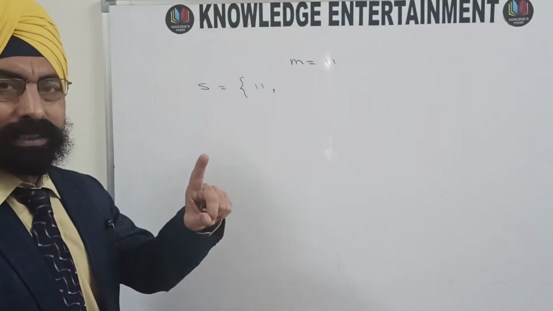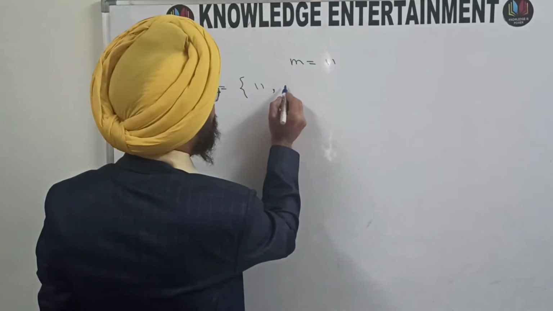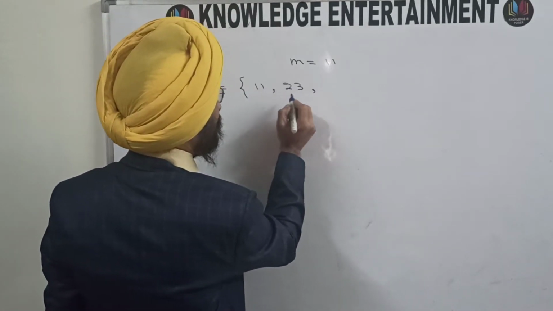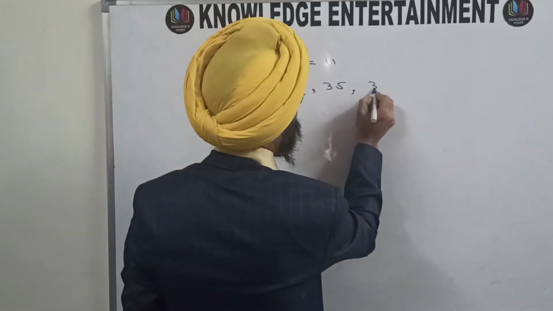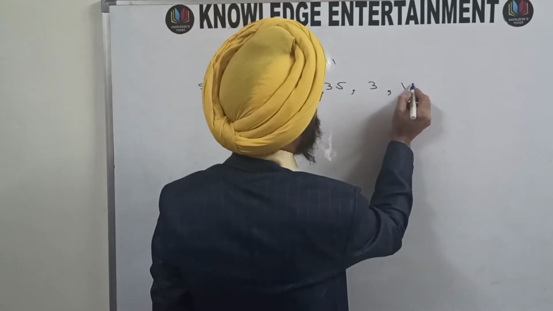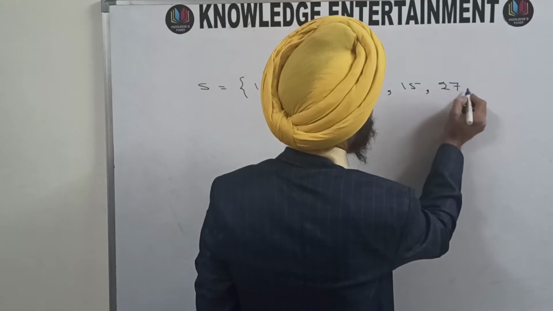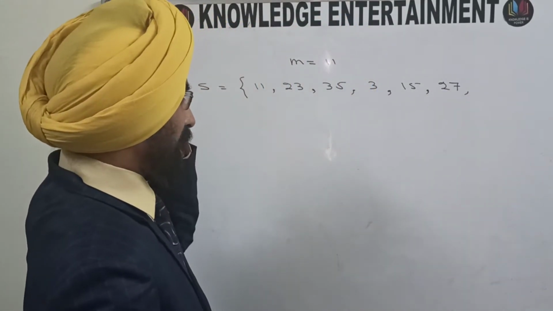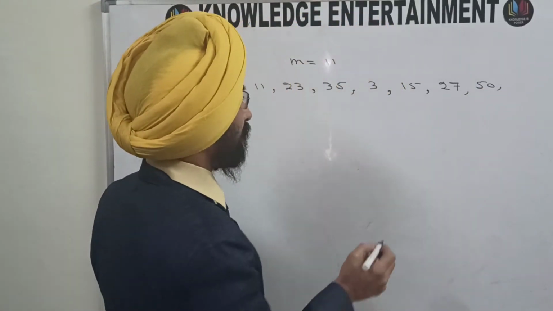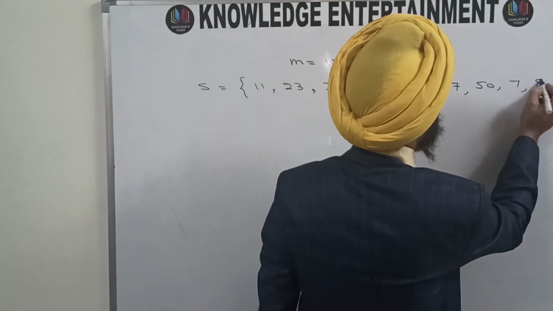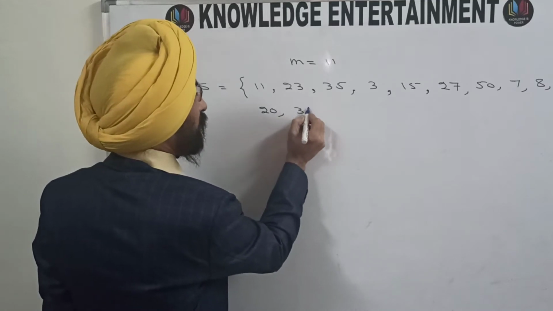exactly 11 members. And these members I am taking as 11, then 23, then 35, then 3, then 15, then 27, then 50, then 7, 8, 20, 32.